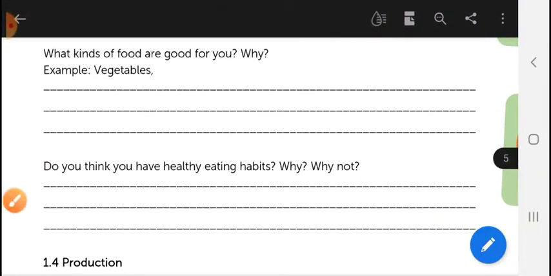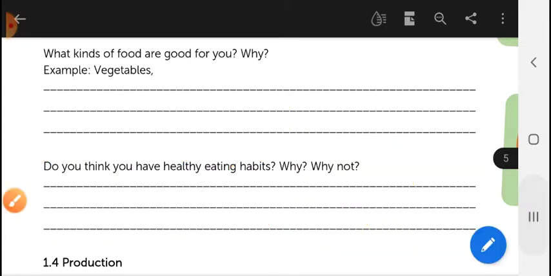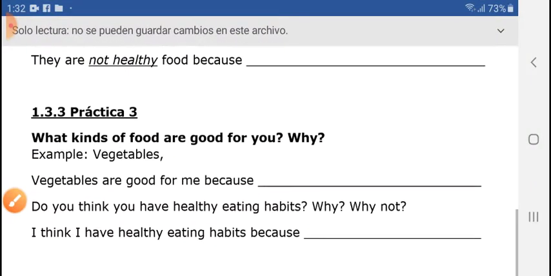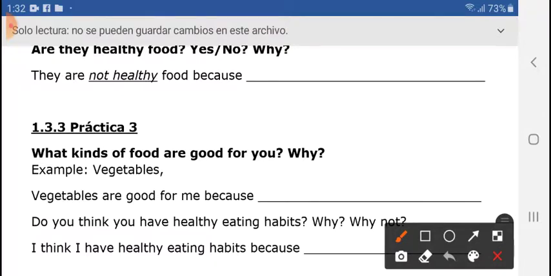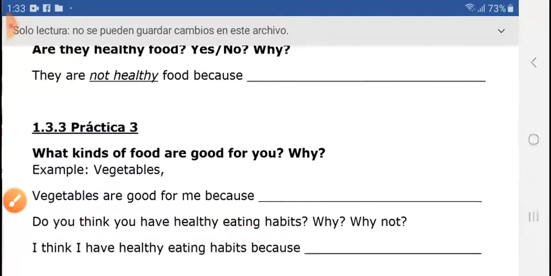Now, next. Do you think you have healthy eating habits? Why? Why not? ¿Tú tienes healthy eating habits? Why or why not? Respuesta. Here. Le di el inicio otra vez, mire. I think I have healthy eating habits because... Y usted you continúa. Yes, you continue with the answer.